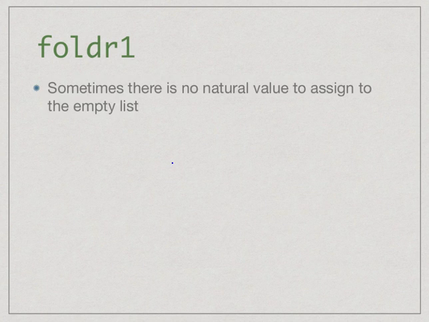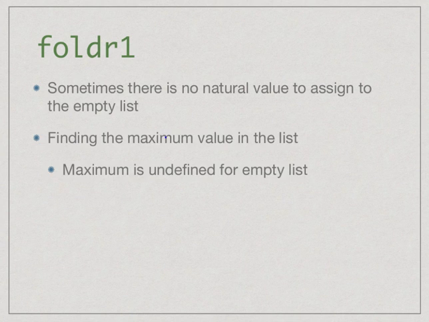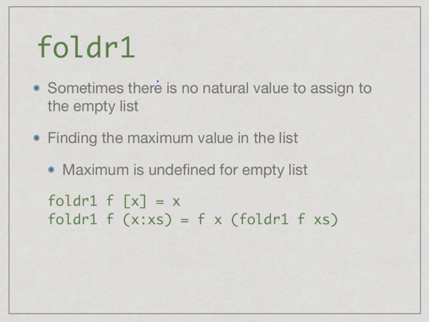Now, in some situations, there is no natural value to assign to the base case, to the empty list. So foldr basically takes two arguments, the initial value and then the function. The function sometimes may not be sensible for an empty list. For example, supposing we want to find the maximum value in a list, then there is no sensible maximum that you can assign to the empty list. So it makes sense to have a function which only uses non-empty lists, and this in Haskell is called foldr1.